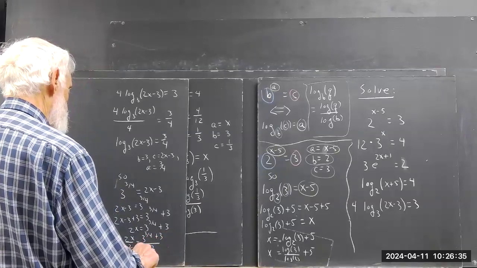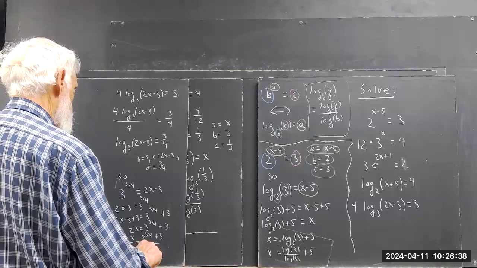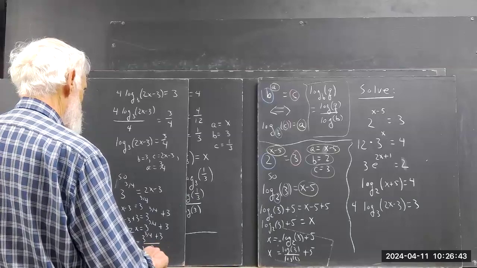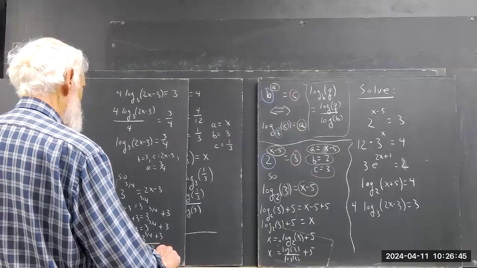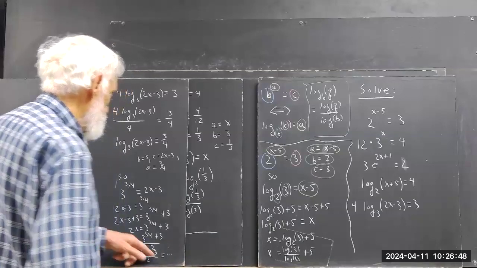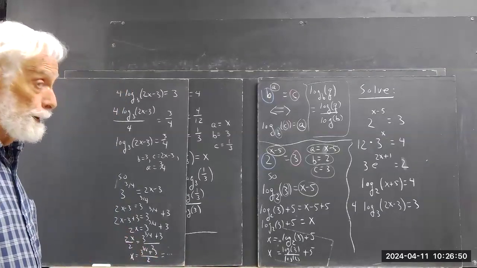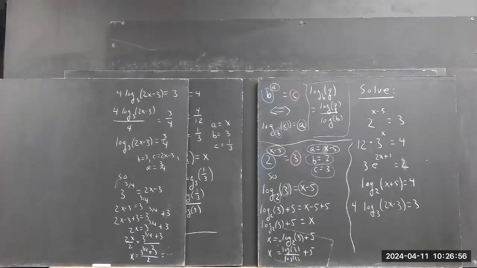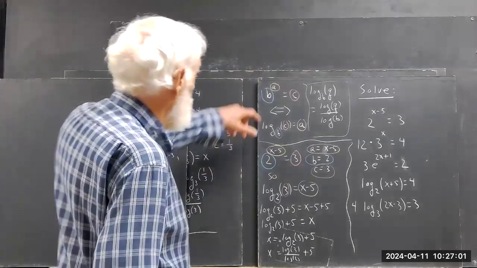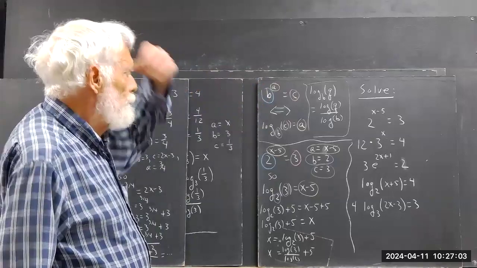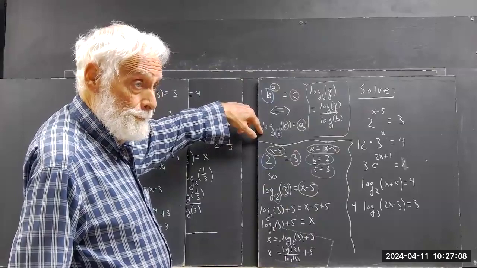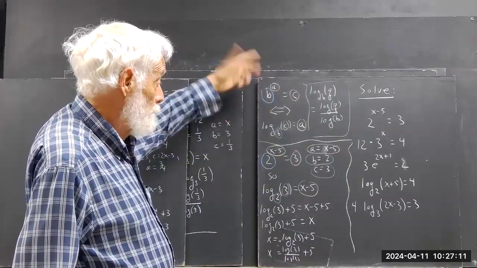We get x equals 3 to the 3/4 plus 3, divided by 2. And that's an expression you can easily plug into your calculator. So it all comes down to, number one, being able to get an equation into this form or this form, and then simply converting the form.